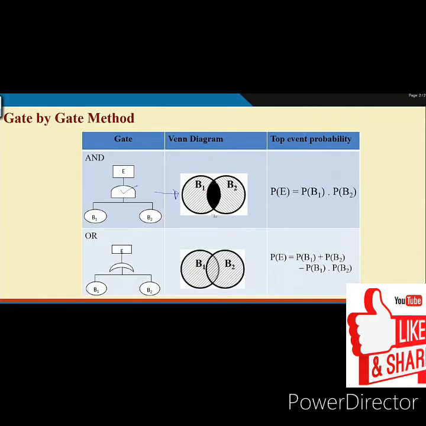So, the common portion is basically logically represented by the AND gate. That is why probability of E equals probability of B1 into probability of B2. This is the common portion. So, intersection, that is probability of E equals probability of B1 intersection B2. B1 intersection B2 is this overlap portion.